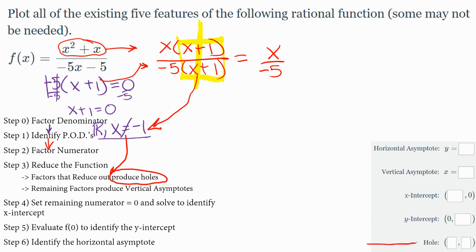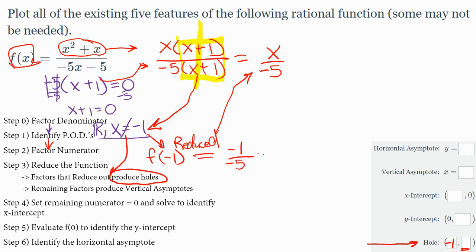Now, down here, I need the actual coordinate. So -1 comma what? Well, the what is always f of that value in the reduced version. You can't plug -1 into the original function. That will fail and get an undefined result. So we need to go right here with it and make it -1 over -5, which cleans up to be positive 1/5. So my hole is at -1 comma 1/5, which we'll store right over there in the bottom right-hand corner of the screen. Continuing down the list, we have no vertical asymptote because there was no other point of discontinuity. And so we just roll down to step 4.